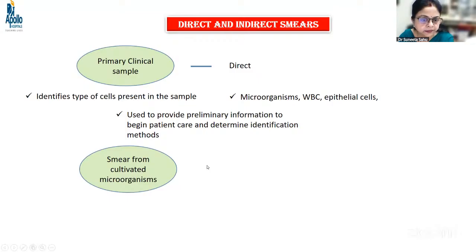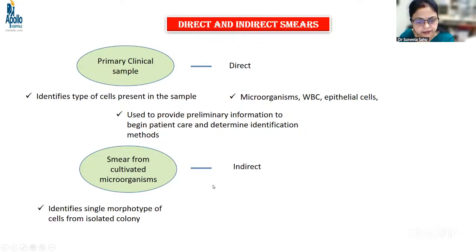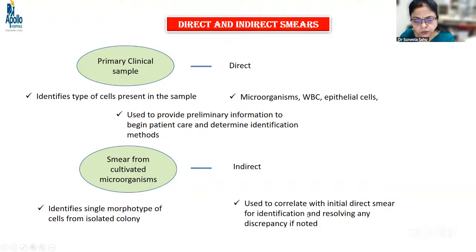Now the other type of smear is from the cultivated microorganism. So once we cultivate it, if we make a smear, that is known as indirect smear, and it identifies the single morphotype of cells from the isolated colony, and it becomes mandatory on our part as a clinical microbiologist to correlate between the smear of the cultivated microorganism and the direct organism which is present in the direct smear. So it is used to correlate with the initial direct smear for identification and resolving any discrepancy if noted.